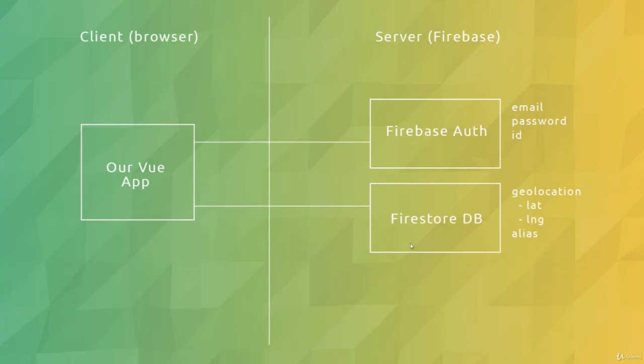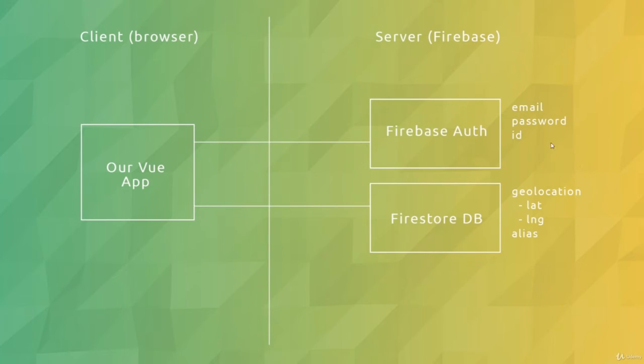We'll set up a Firestore and we'll set up a users collection inside that Firestore database. And inside that users collection, each user will have their own record or document. And each of those records will have a geolocation and alias property. Now, we do also need a way to link up a record from here, a user from here, with a user from here. To say which user over here belongs to which record over here. We need some kind of link between the two.